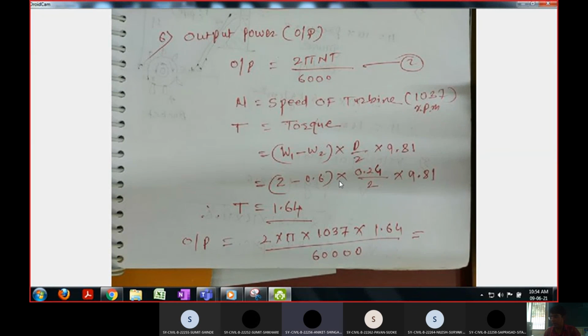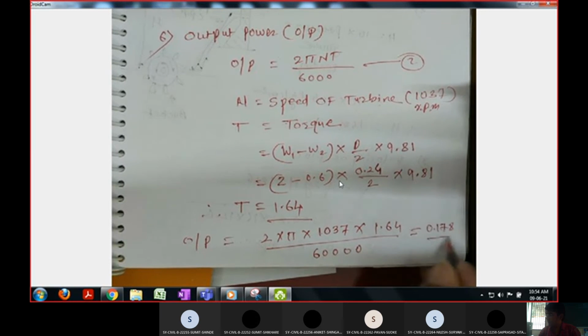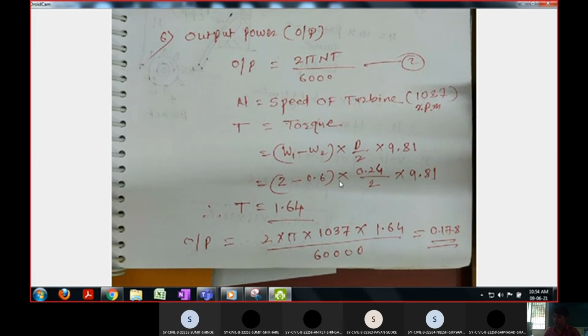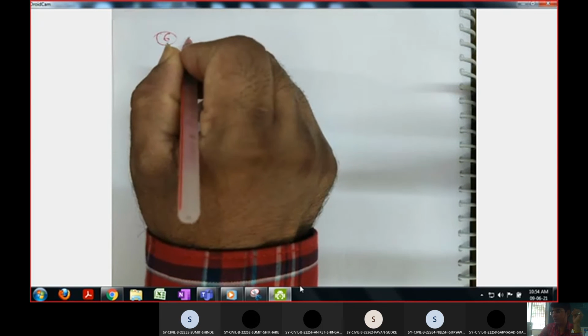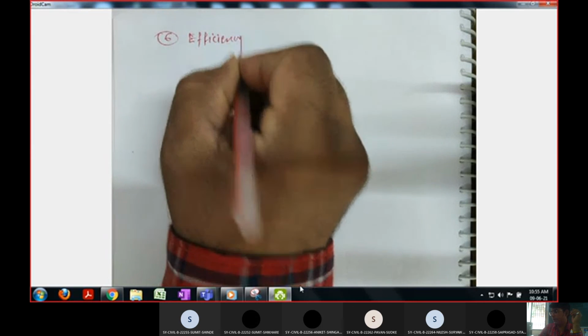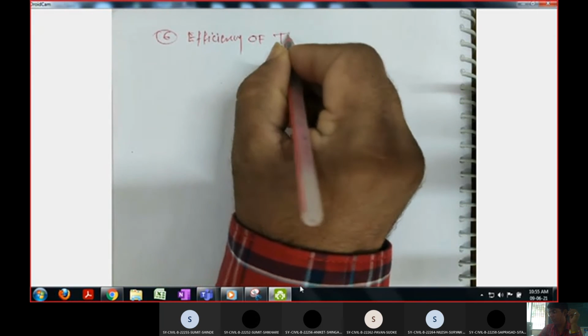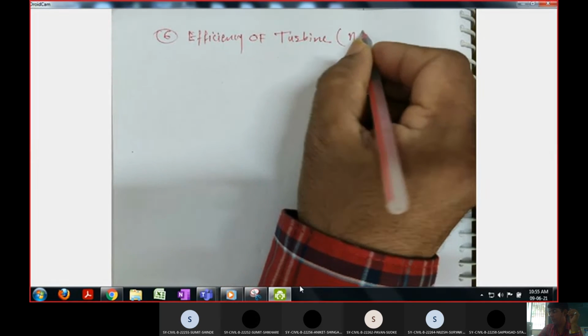0.178, okay. This is the output power. Now we have to calculate efficiency, the efficiency of the turbine. That is eta.